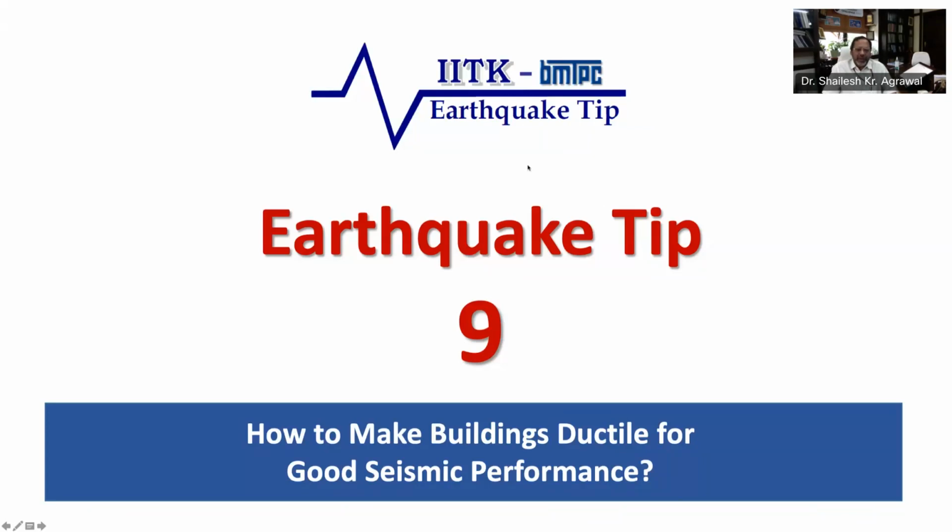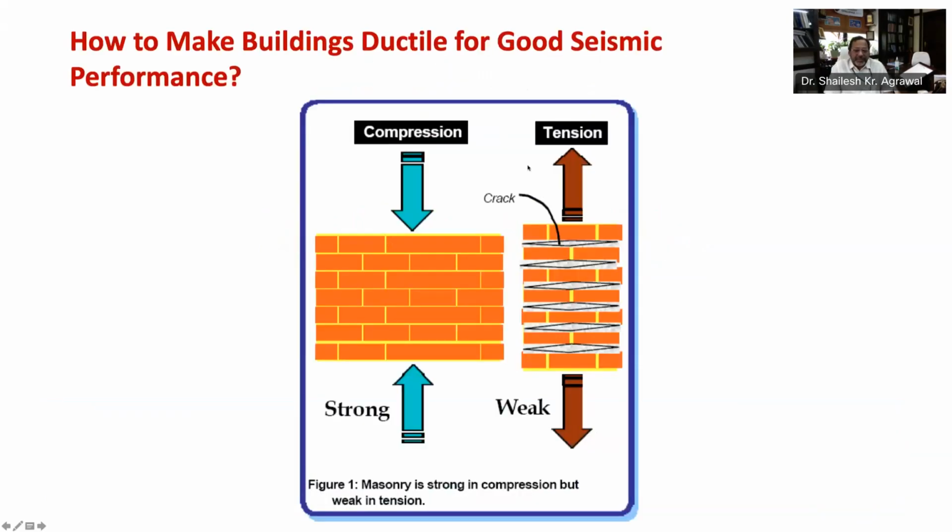This earthquake tip number 9 will deliberate on how to make buildings ductile for good seismic performance. Please recall that in the last tip, while explaining seismic design philosophy, it was emphasized that buildings are designed to undergo acceptable level of damages during earthquakes. And for that, ductility is the most important parameter which the building must possess through its configuration, materials, and detailing.